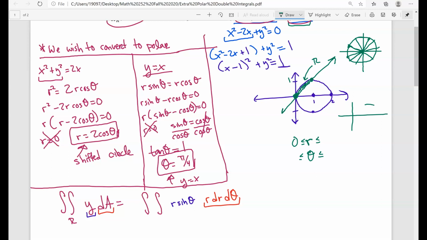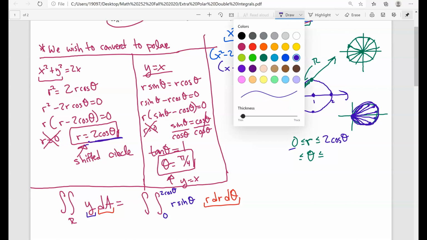Now what happens if the circle is not centered at 0? Instead we have this one. If we start at the pole and go to any point here, you can see that the radius is continuously changing. The pole is not at the center anymore; it's kind of shifted over. So r goes from 0 all the way to whatever the equation of this circle is, which is what we just found, 2 cosine theta. That's going to be the limits of integration for r: 0 to 2 cosine theta.